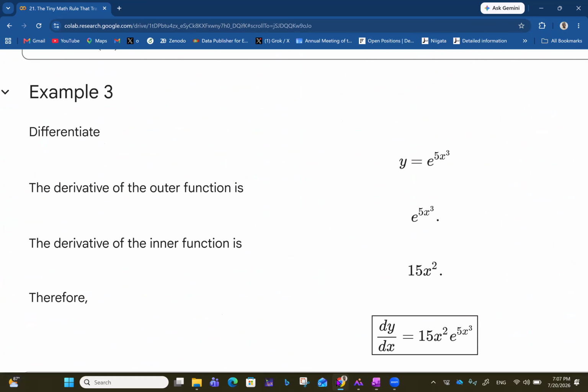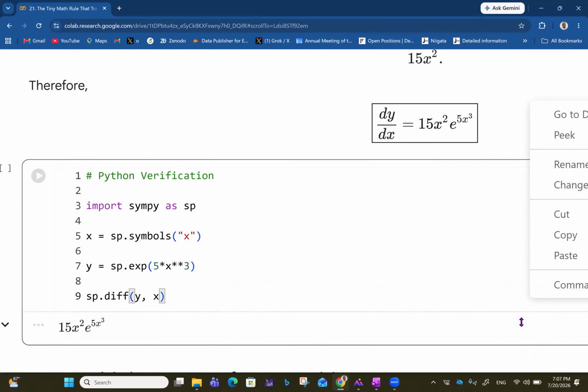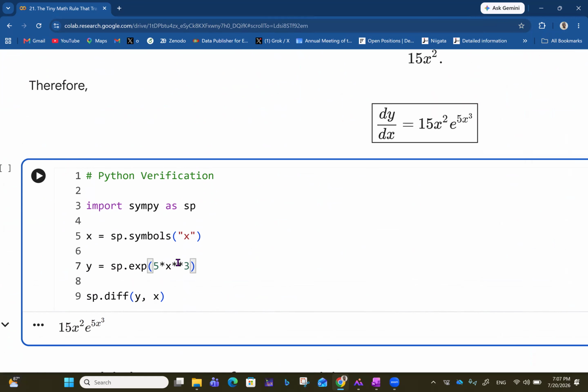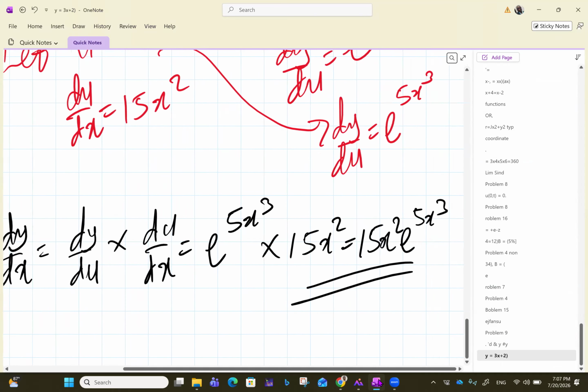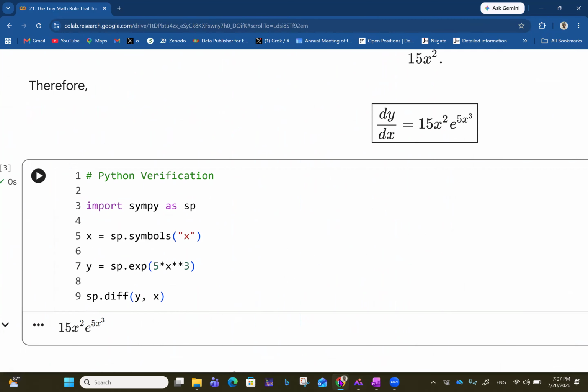Of course, we can do that using SymPy also. Same procedure. y is exponent of 5x cubed. So differentiate to get 15x squared e raised by 5x cubed, like what we got over here.